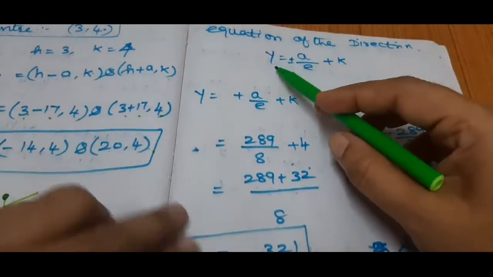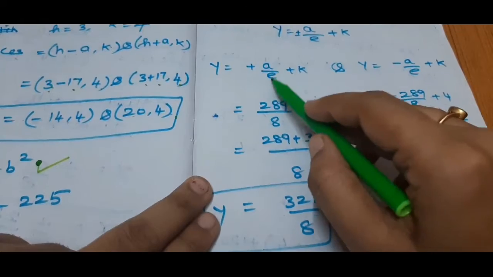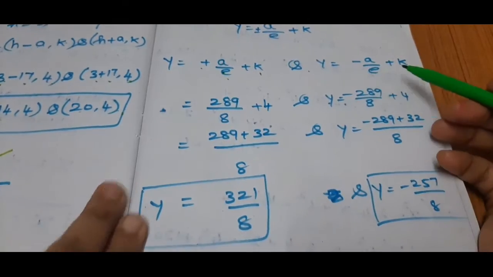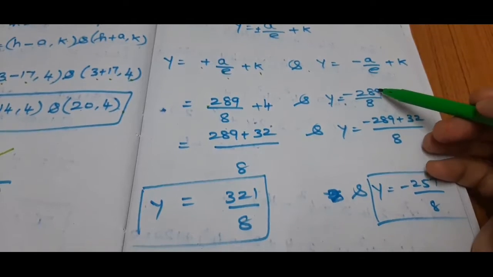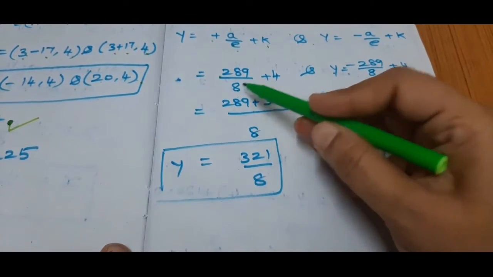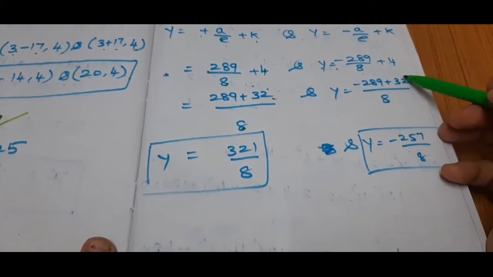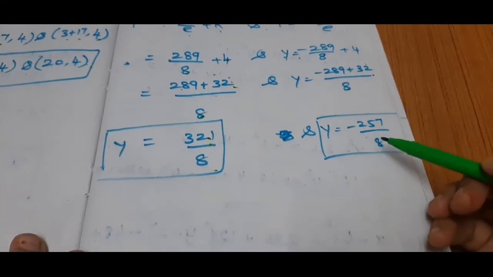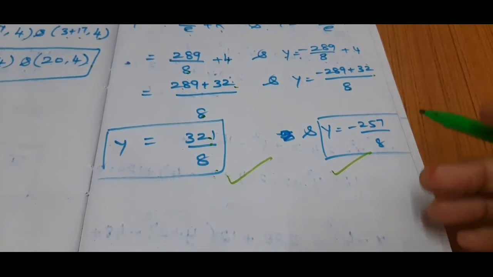The equation of the directrices will be y is equal to plus or minus a by e plus k. So y is equal to a by e plus k, and y is equal to minus a by e plus k. That is 289 by 8 plus 4, and y is equal to minus 289 by 8 plus 4. Taking 8 as LCM, 8 4s are 32. So 289 plus 32 is 321 by 8, and y is equal to minus 257 by 8. These are the equations of the directrices.